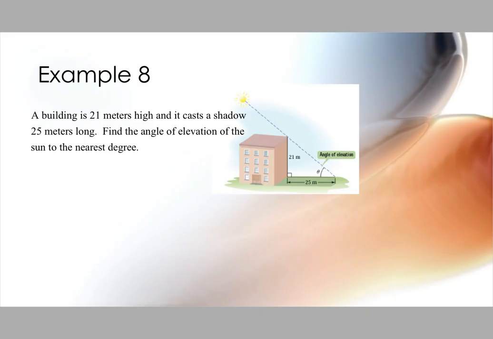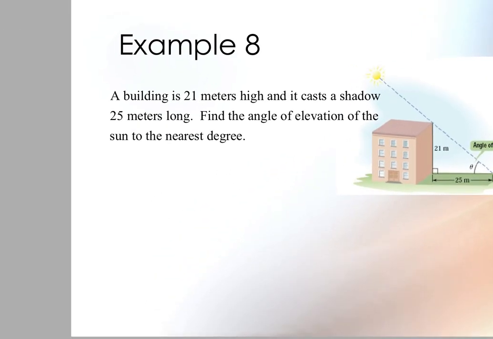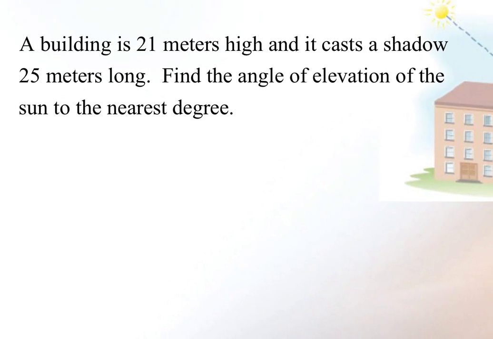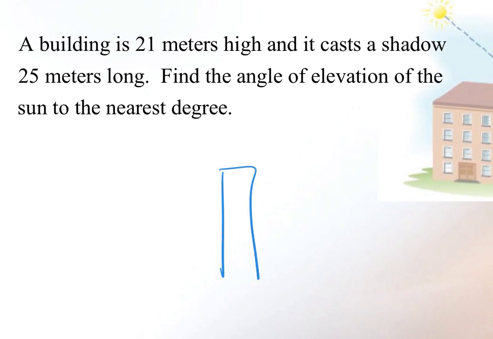Okay, and then this one says a building is 21 meters high and it casts a shadow of 25 meters long. So could you draw this without the picture is what you really need to determine. You have a building, it's 21 meters high, and it casts a shadow. Somewhere is your sun, whether it's on that side or that side, you decide. If my sun is here, the shadow is going to be behind the building, and it's 25 meters long.